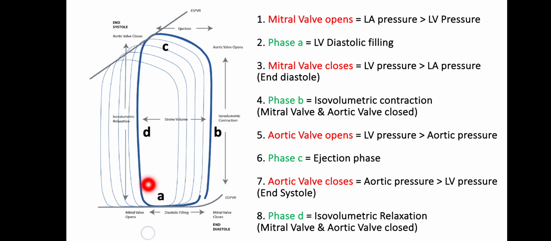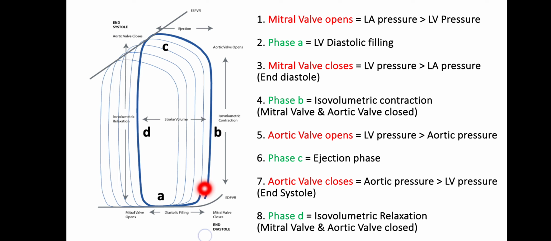So this point shows the opening of the mitral valve. The mitral valve opens when the LA pressure exceeds the LV pressure. At the end of diastole, the mitral valve opens when the LA pressure exceeds the LV pressure. Then phase A starts, which causes the LV diastolic filling. Due to this filling, the LV pressure rises above the LA pressure.